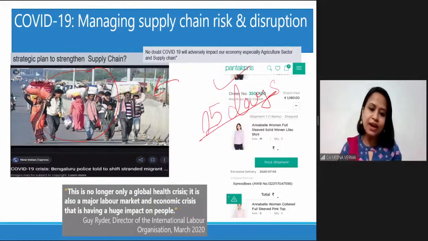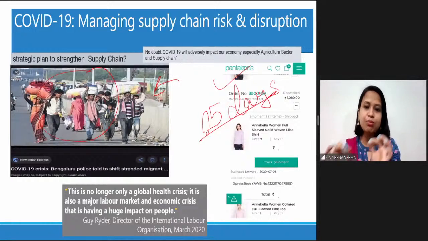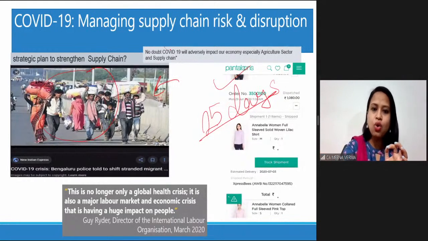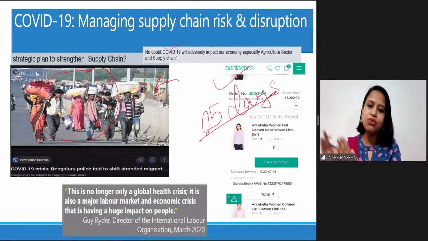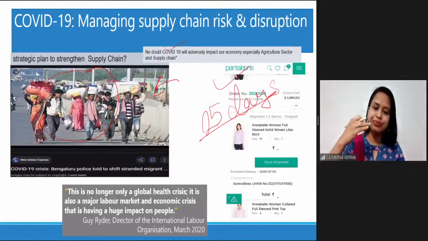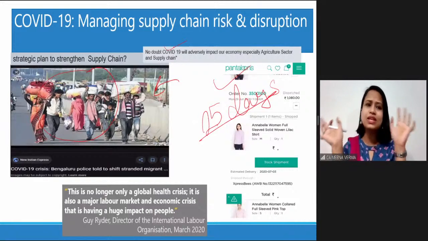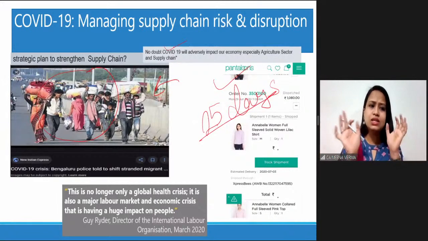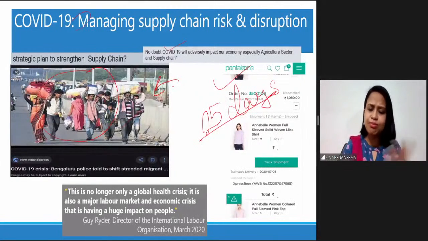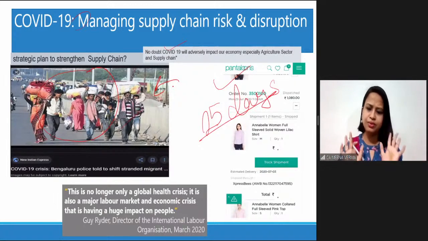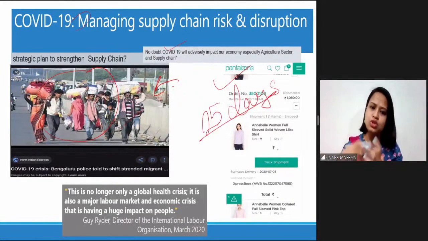But at that time, they gave me a disclaimer that because of the adverse impact of COVID-19, they could not deliver my product on time. So this was an example that COVID-19, the migration of the labor, might have somehow affected the supply chain of our country. The supply chain was not so good, not so great.